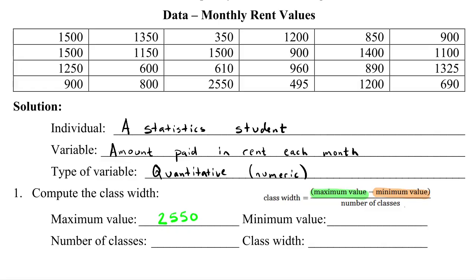Next, I want to find my minimum value. So I'm going to pick a value that looks kind of small. 690 jumps out at me as being a small value, so I'm going to say that's my minimum value. I'm going to go through and look for something smaller. Okay, not smaller. Oh, 600 is smaller than that. So now 600 is my minimum value. Now I'm looking for something smaller than 600. Oh, 350 is smaller than that. So 350 is now my minimum value.